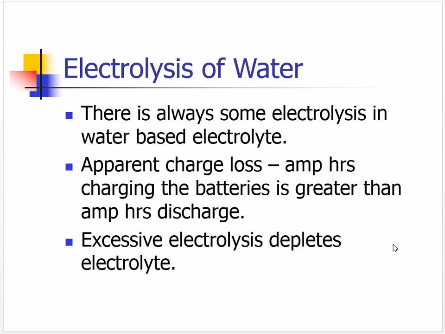When we charge a lead acid battery, there's always some electrolysis of water because there's a lot of water in the electrolyte, and this comes out. This is where we get this apparent charge loss. It takes a few more amp hours to charge the battery than what we're going to get back, because some of those amp hours went into breaking down water into hydrogen and oxygen. And if you overcharge the batteries too much, you can actually boil the water out, as we call it, but you can convert enough of the water into hydrogen and oxygen to deplete the electrolyte.